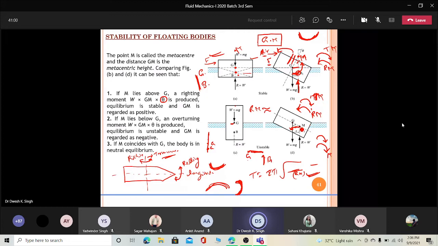And that depends. When your M comes here, it will add to the overturning. And when your M comes here, it will oppose the turning moment. And that's the reason your ship comes back to the same position. So this is called rolling, this is called pitching. And in both the conditions, you will require these concepts.